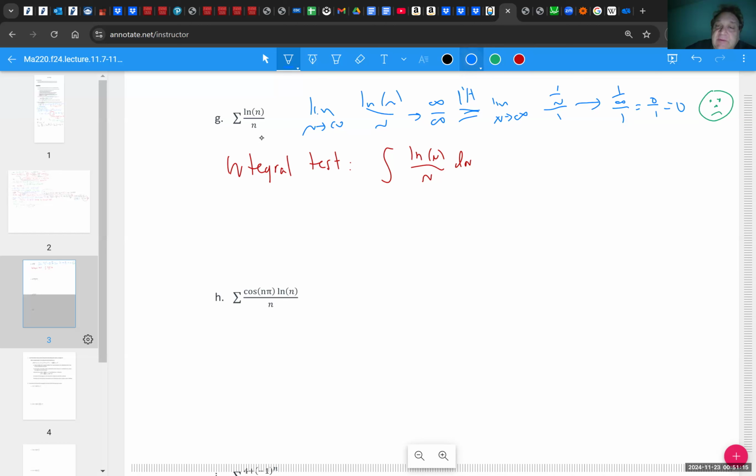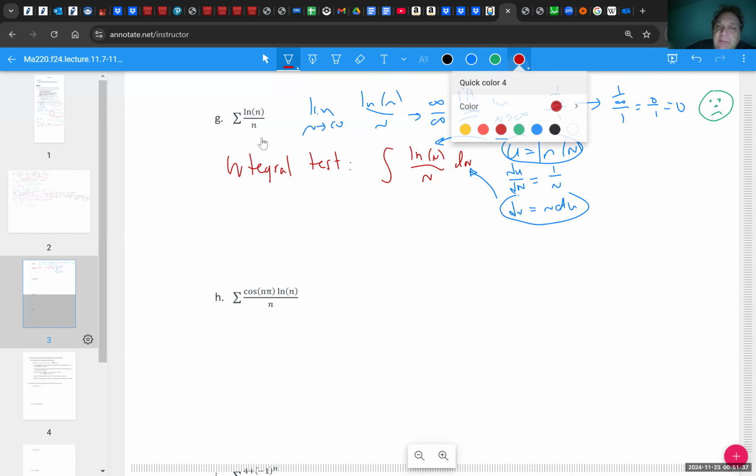So we just make a u substitution. u is equal to ln n. We find the derivative. We solve for dn. So I put the dn over there, it becomes n du. And so that is going to go in for there, and that is going to go in for there.